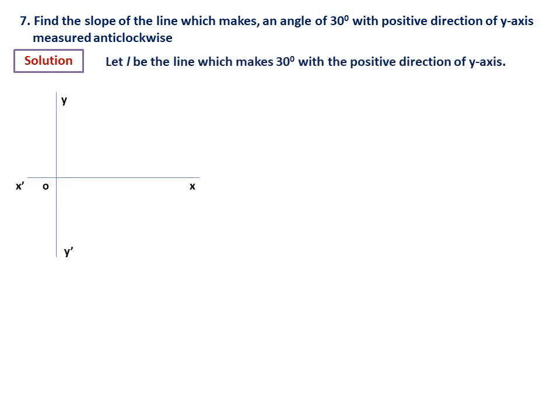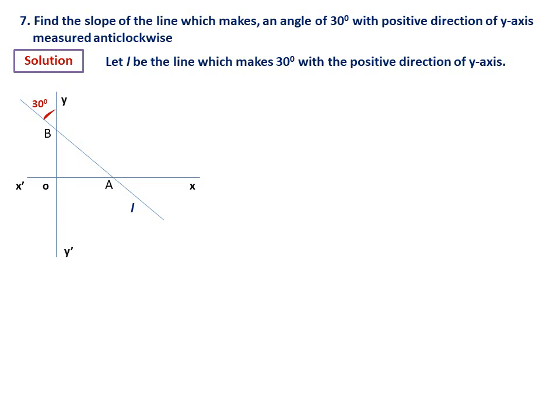Let L be the line which makes 30 degrees with the positive direction of y-axis. So you have to draw like this. Now here you see, this is L and it is intersecting x-axis at A and y-axis at B. Now here this is 30 degrees, that is what is given. See, imagine y-axis is above positive, it is anti-clockwise direction you are measuring the angle, so that is 30 degrees.